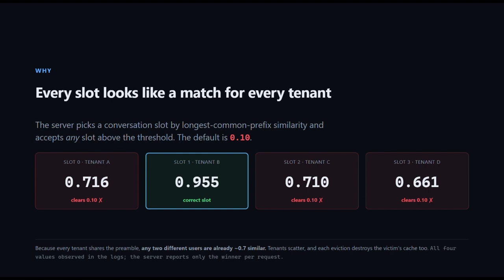Here's why. The server picks a conversation slot by longest-common-prefix similarity, and it accepts any slot above the threshold. The default is 0.1, but because every tenant shares that preamble, any 2 different users are already about 0.7 similar. So every slot looks like a valid match for every user.